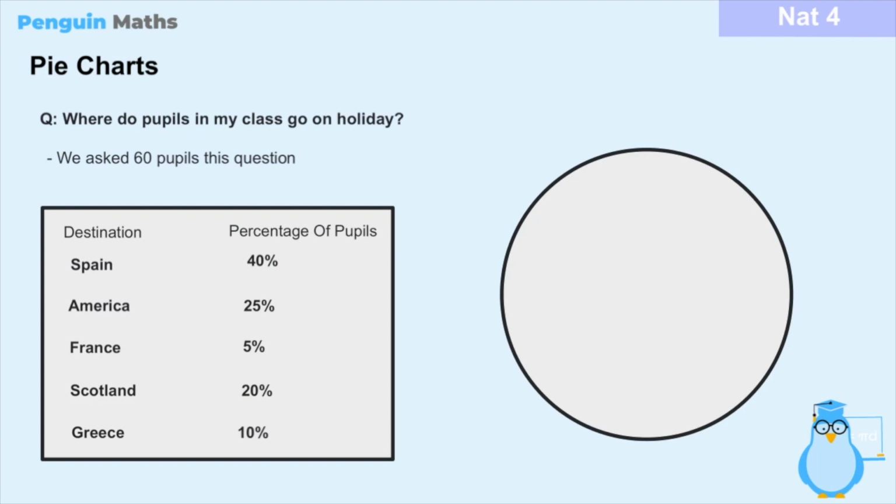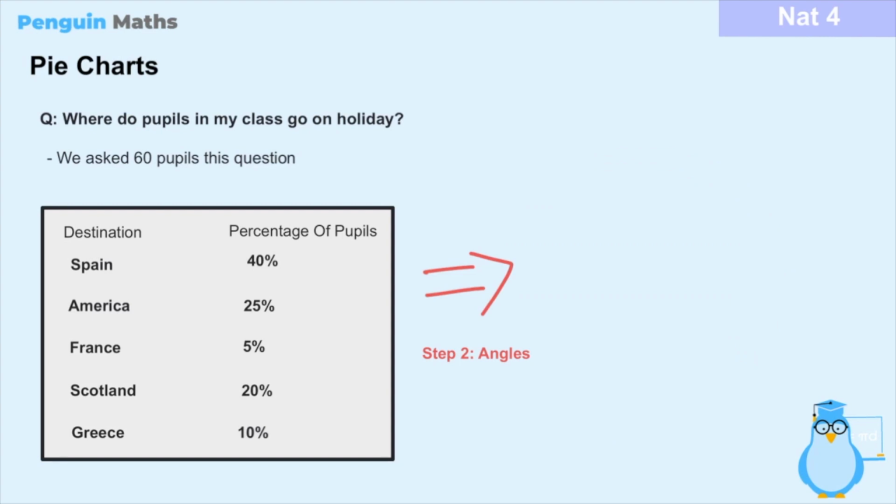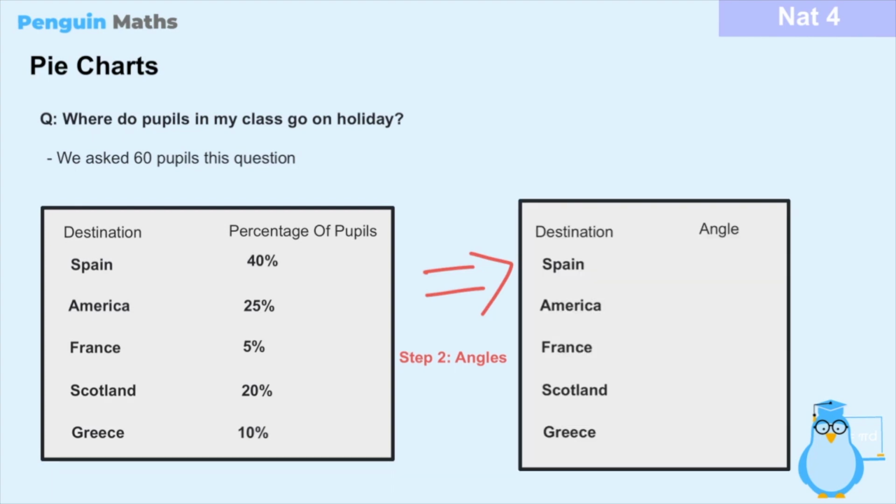For example, we know now that Spain will take up 40% of the circle, America will take up 25%, and so on. So now it's our job to find a way of how we can represent each one of these percentages on the pie chart. And as I mentioned, we do this by changing the percentage of pupils into a proportion of the angles that make up the circle. So how do we do this transformation into an angle?